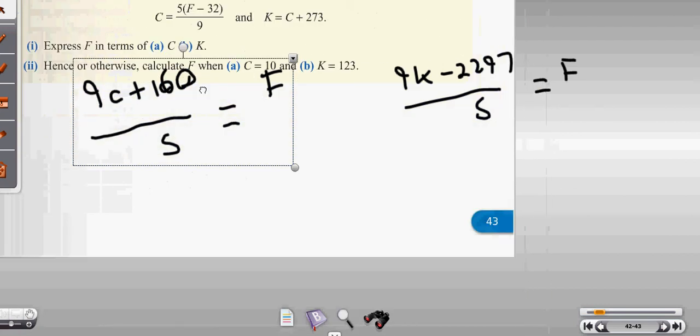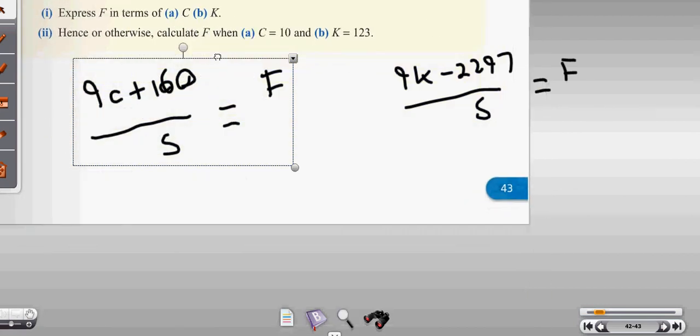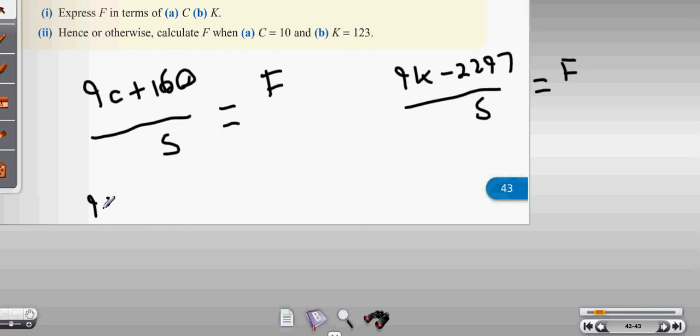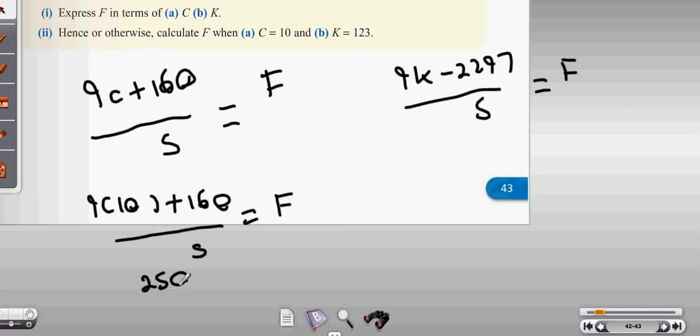Now, it wants us to calculate the value of F when C equals 10. So this is quite easy. C is 10, so it's going to be 9 times 10 plus 160, divided by 5, equals Fahrenheit. And this is going to be 90 plus 160, which is 250, divided by 5, equals Fahrenheit. Fahrenheit is going to be equal to 50.